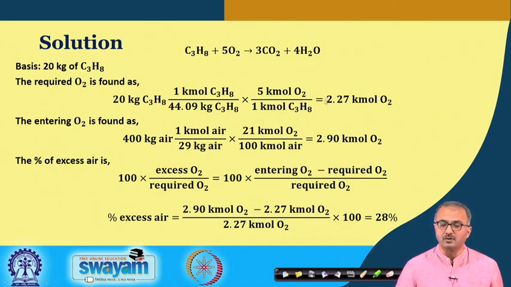Now, this is the amount which is needed stoichiometrically, and this is the amount we are sending into the system. So, 2.9 minus 2.27 is the excess amount of oxygen we are giving to the system. So, the percent excess air is 2.9 minus 2.27 divided by the stoichiometric amount, 2.27, times 100. So, we find that we are sending 28% excess air. And here you can see how we calculate the excess air amount per mole of oxygen required.